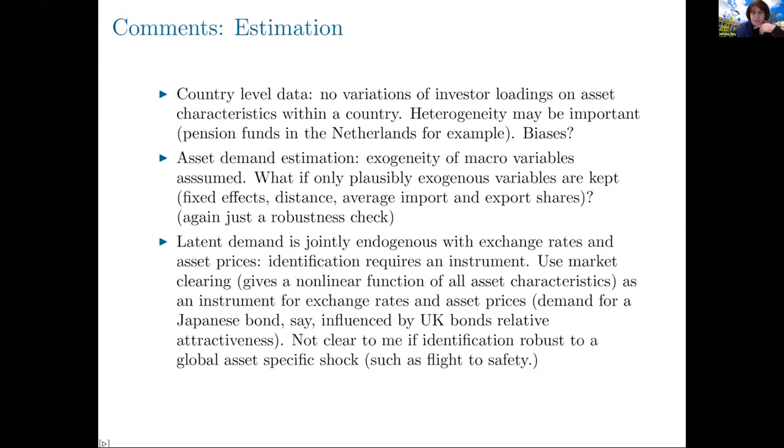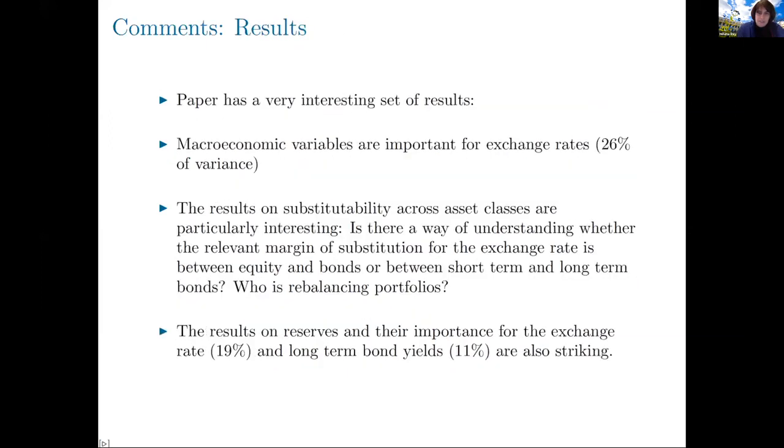So they have a very clever identification strategy using the market clearing condition as instruments. It's not clear to me, however, if the identification would be robust to a global asset specific shock, such as flight to safety. Now, the results are super interesting. Macroeconomic variables are important for exchange rates. The results on substitutability are super interesting.